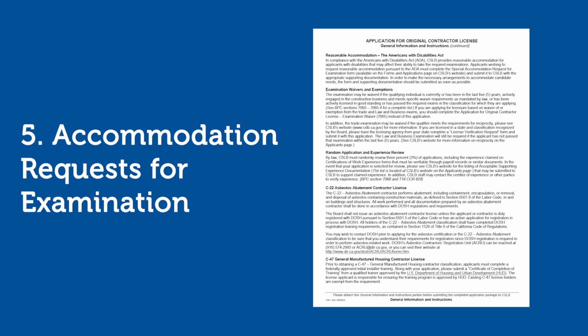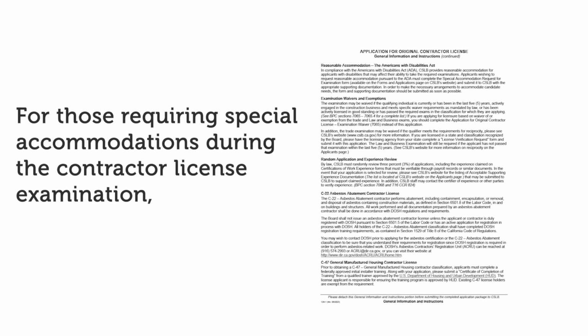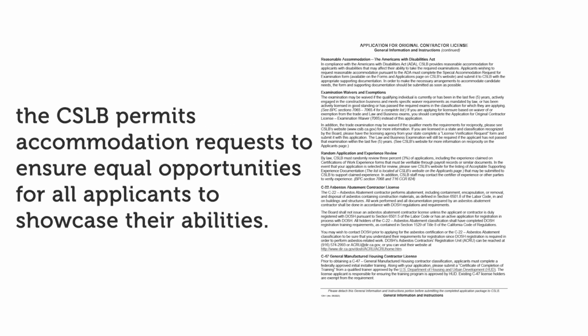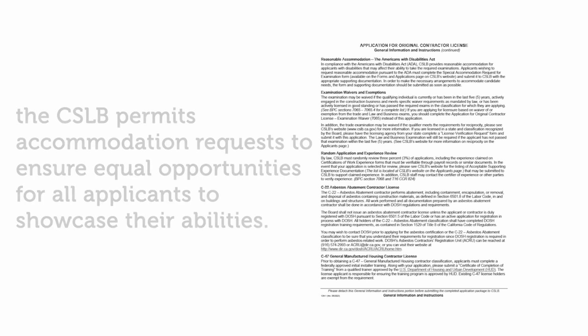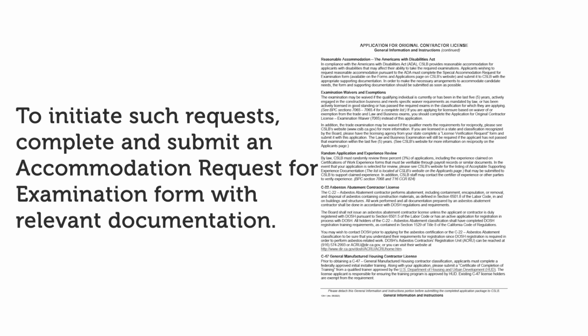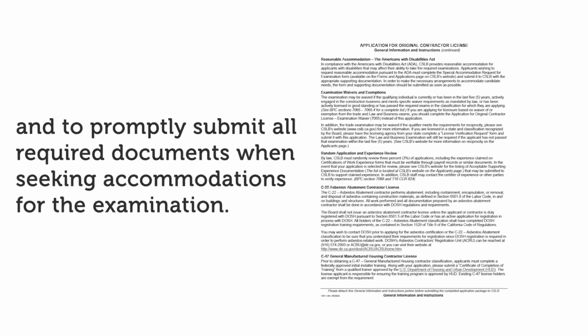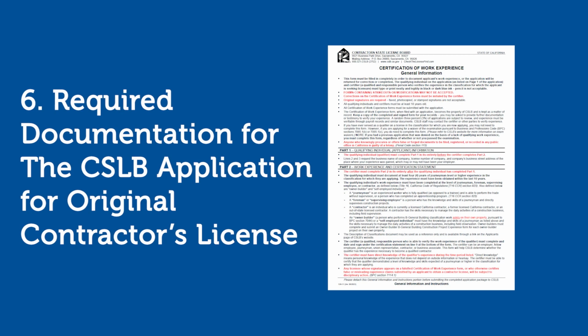Accommodation requests for examination. For those requiring special accommodations during the contractor license examination, the CSLB permits accommodation requests to ensure equal opportunities for all applicants to showcase their abilities. To initiate such requests, complete and submit an accommodation request for examination form with relevant documentation. CSLB evaluates these applications individually. It's crucial to adhere precisely to CSLB's instructions and to promptly submit all required documents when seeking accommodations for the examination.